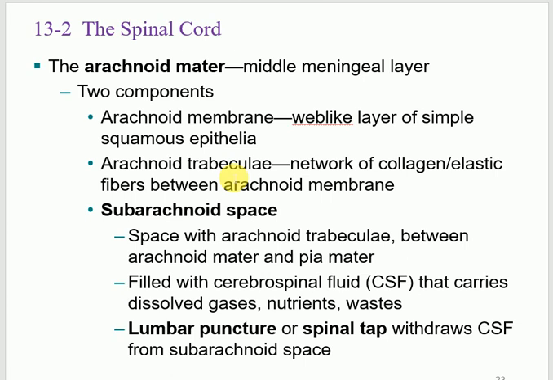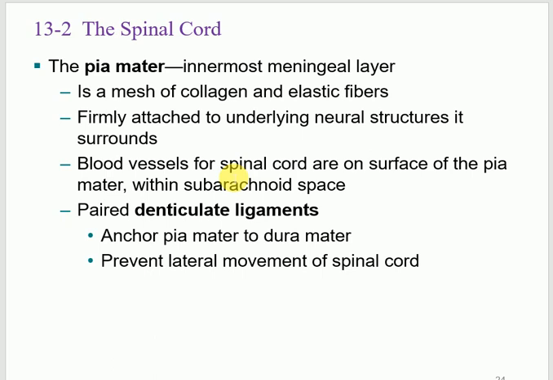But which space do you go to? If you wanted to get a sample, subarachnoid space. Why? It contains the CSF. So this is where we get that sample from. Pia mater is the innermost one. And look at this, blood vessels run on its surface. This is the importance of this pia mater besides being the innermost one.